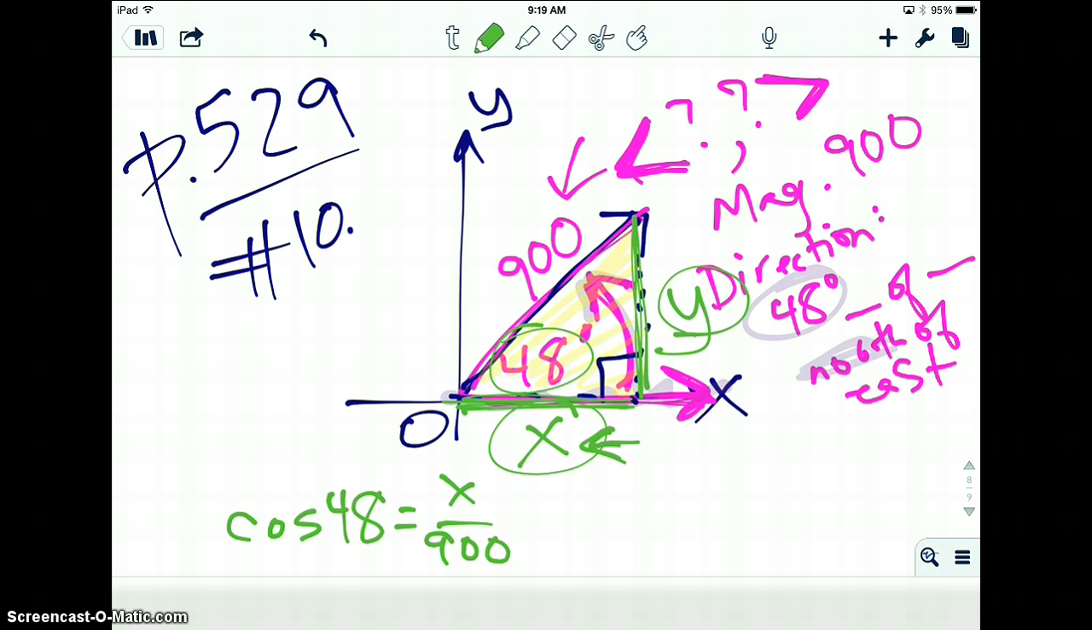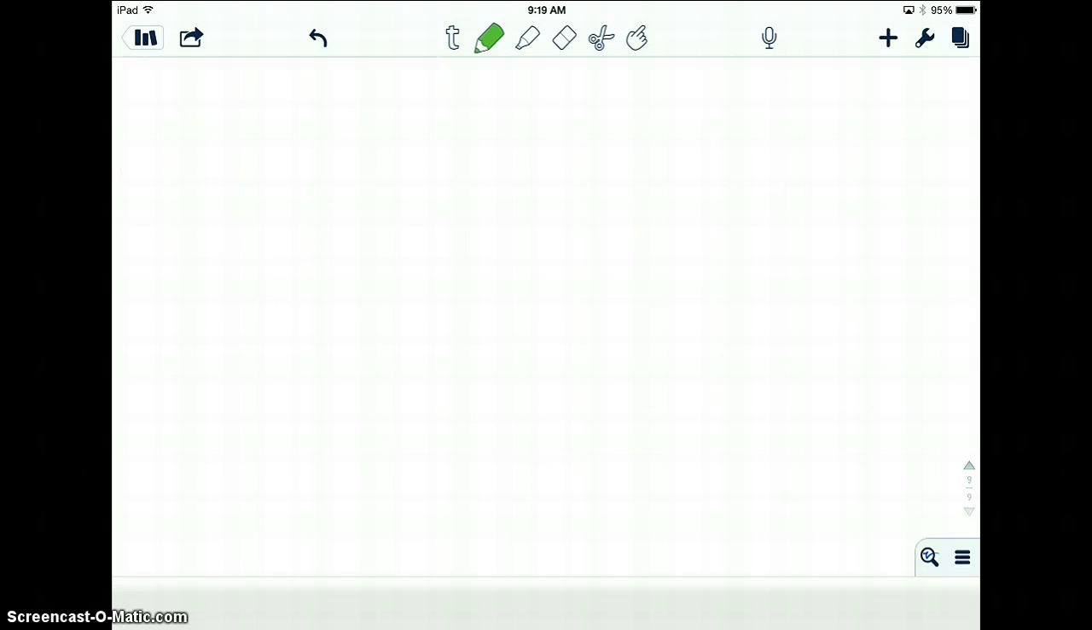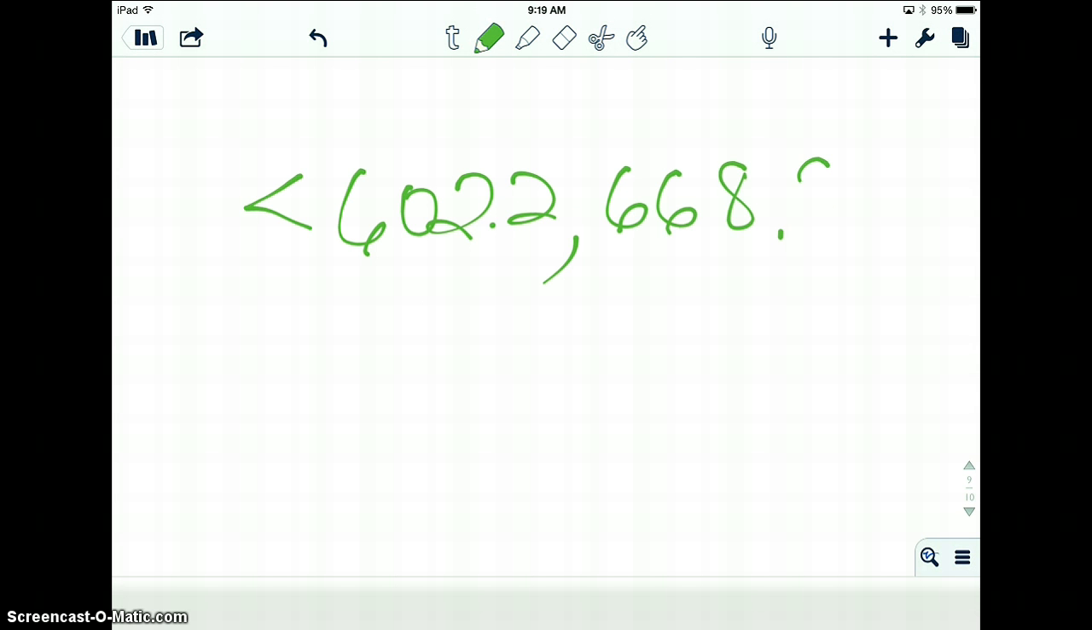So I would not use cosine because now this is the opposite side. So I would use the sine of 48 equals y over 900. And I would solve both of those for x and y. And I should end up with my x value, and it says to round to the nearest tenth, x value at 602.2, and my y value at 668.8.